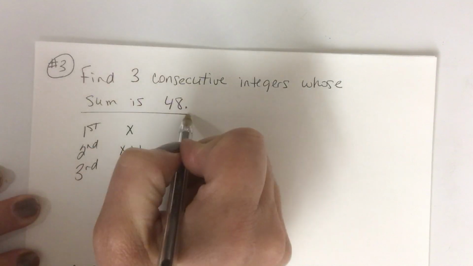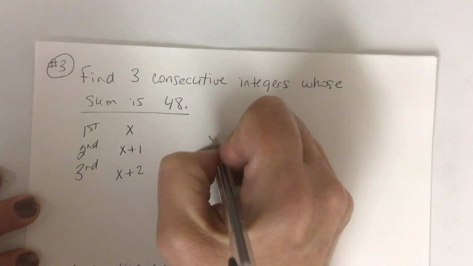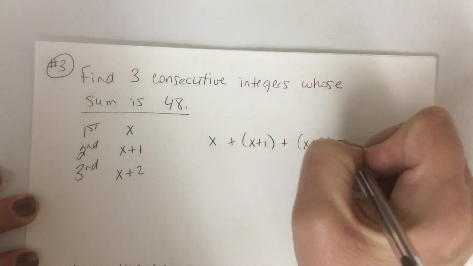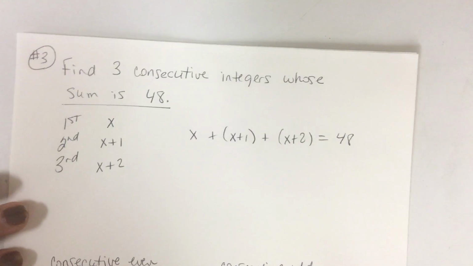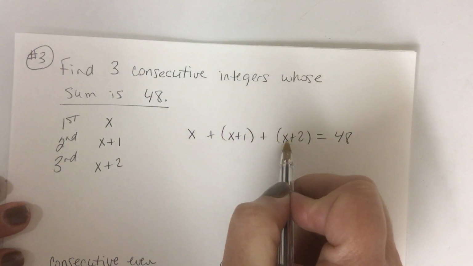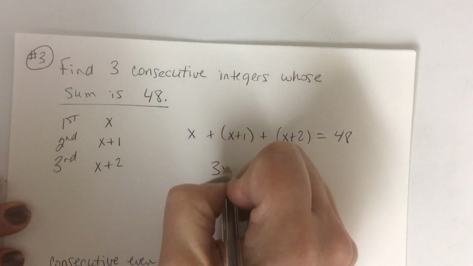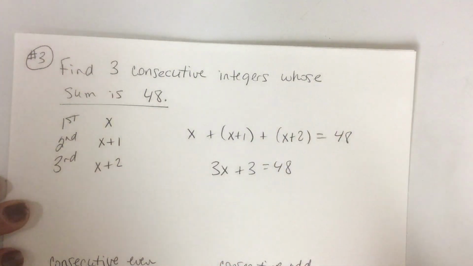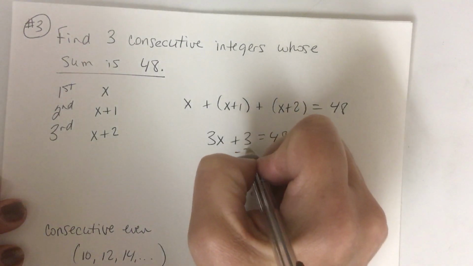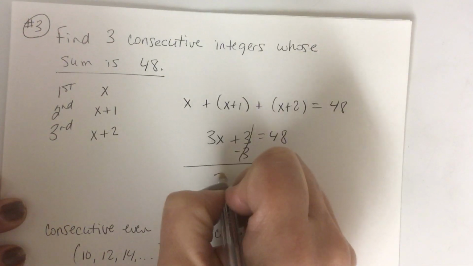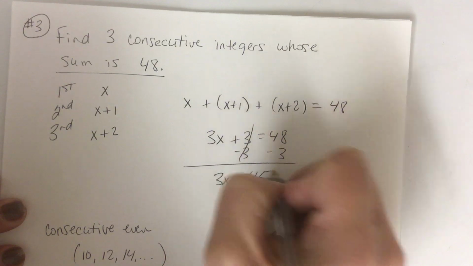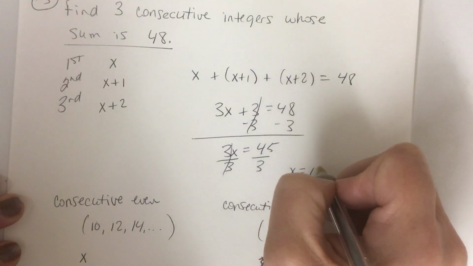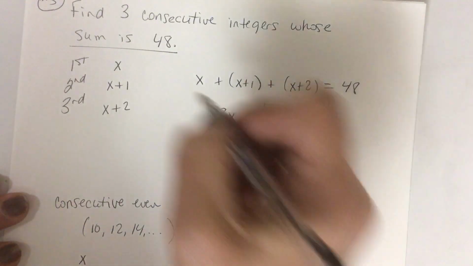Now, their sum is 48. So if I add them up, x plus x plus 1 plus x plus 2 is 48. So x, x, and x, when I add that up, gives me 3 x's. 2 plus 1 is 3. So I change that to 3x plus 3. Subtract 3 from both sides, and I get 3x equals 45. Divide both sides by 3, and you get x equals 15. So that means my x is 15.